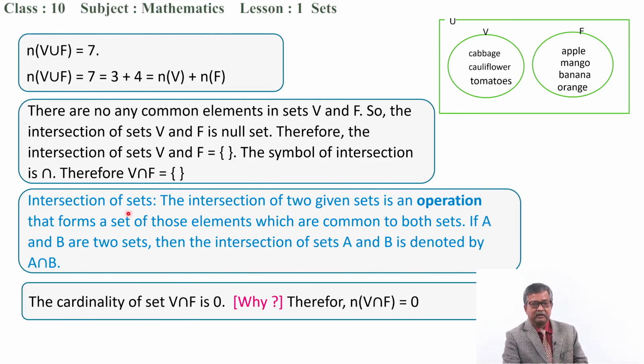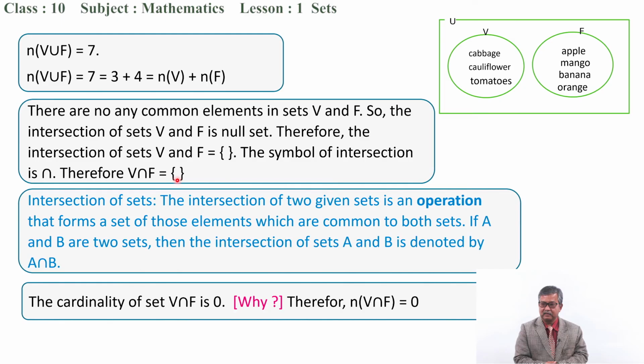And in this case, the cardinality of set B intersection F is 0. Why is the cardinality of set B intersection F 0? Because the intersection of this set B and this set F is what? Look at it. What type of set is that? Yes, that is the null set, the empty set.